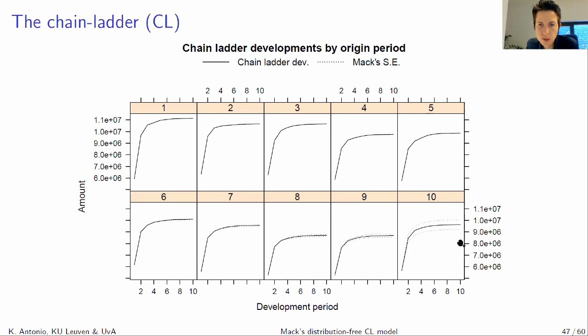But if you look, for instance, at the most recent accident year, then of course you see that the corresponding error bar is going to be more visible, because for the most recent accident year, we only have one cell observed. So that is difficult then to make the predictions towards the final claim amount. Yeah, there is more uncertainty coming in there.